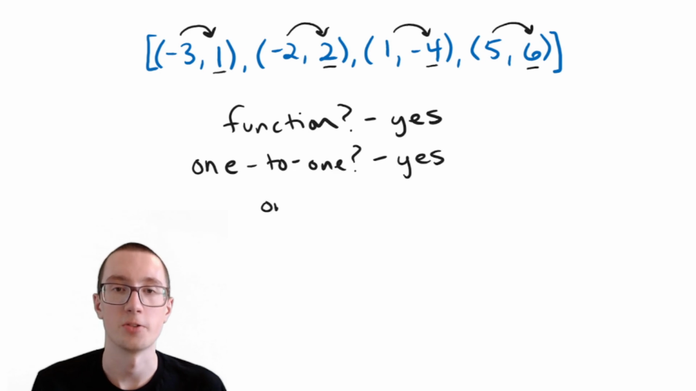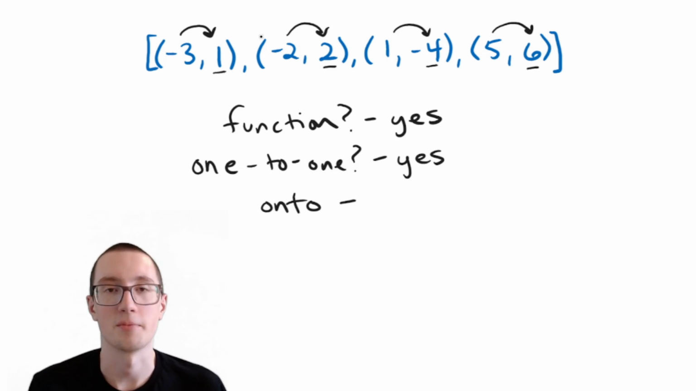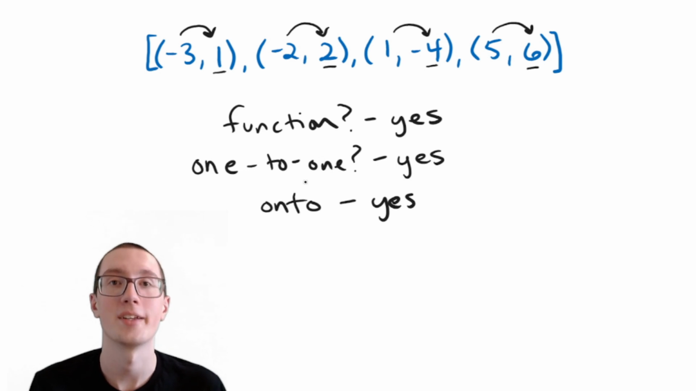And now is it onto? Basically, everything that is promised to be able to make is actually possible to make. Yeah, seems true to me. We have 4 of these numbers here that we can make, and we have a way to make them. So yes, this is a function, and it is both one-to-one and onto.